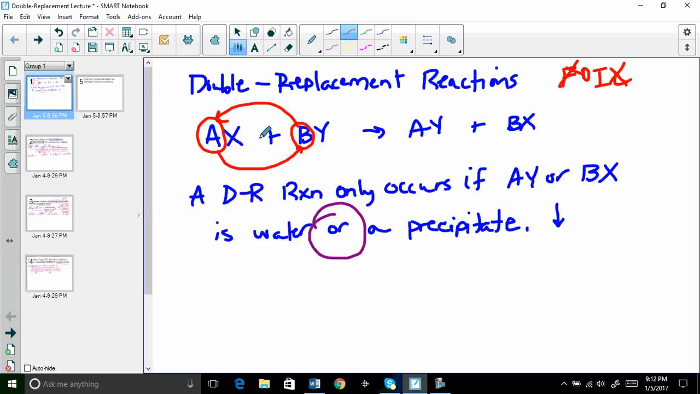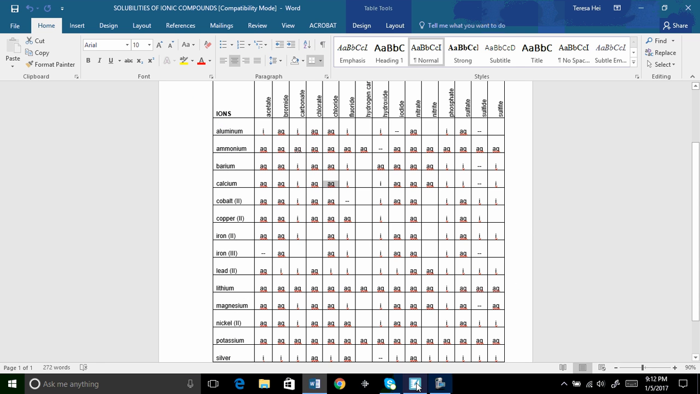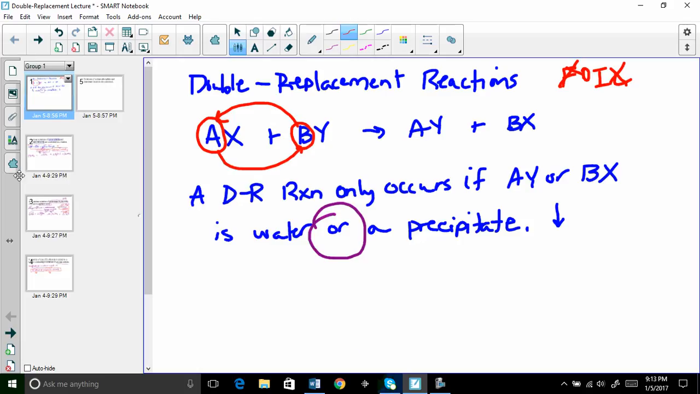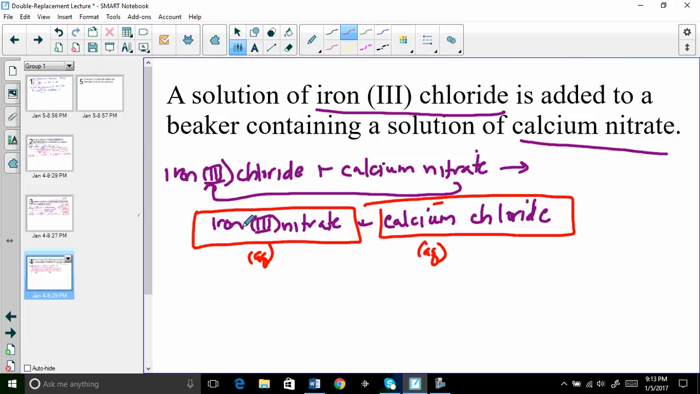In the double replacement, you put the outers together, you put the inners together, so you get AY and BX, and it only occurs if one of the products is a precipitate or water, not both. Notice iron 3 nitrate is not water and calcium chloride is not water, and this is not a precipitate and this is not a precipitate.